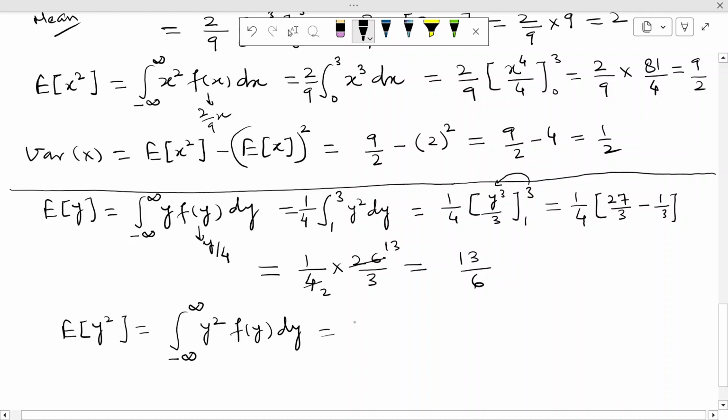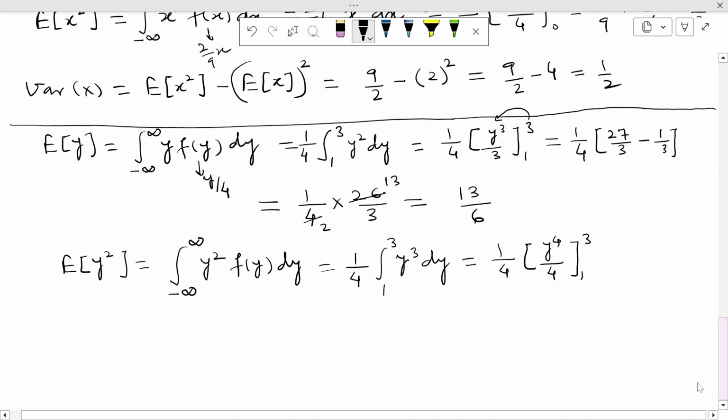Now again our f(y) is y by 4, so again we are taking this 1 by 4 outside, and y square into y is coming out as y cube, and the limits for y are 1 to 3, dy. So this is 1 by 4, and here we are having y to the power 4 over 4, which is the integral of y cube.